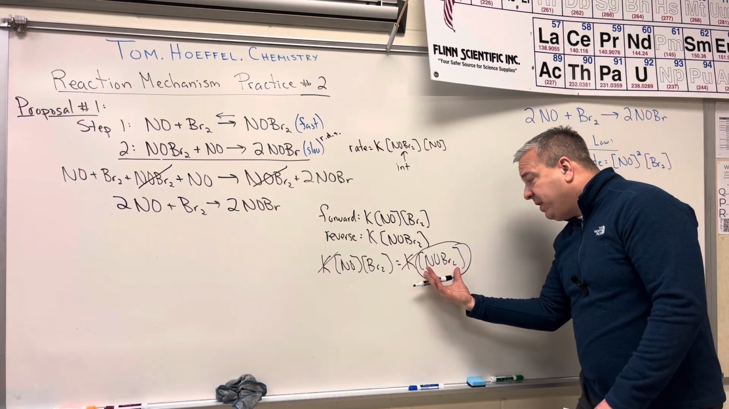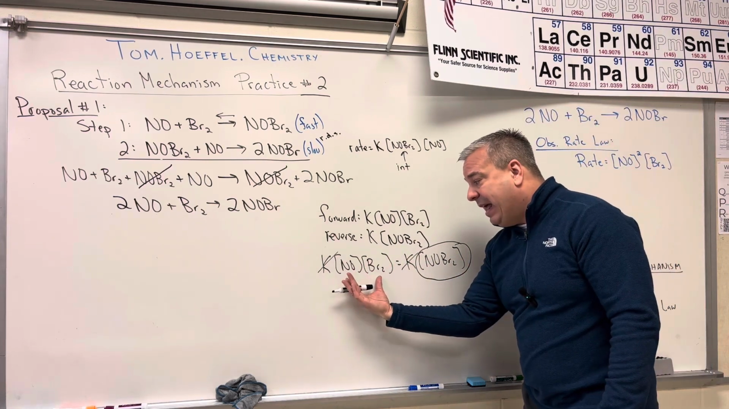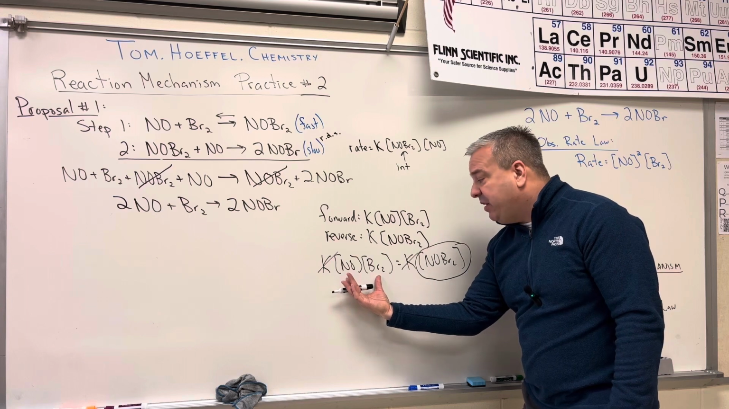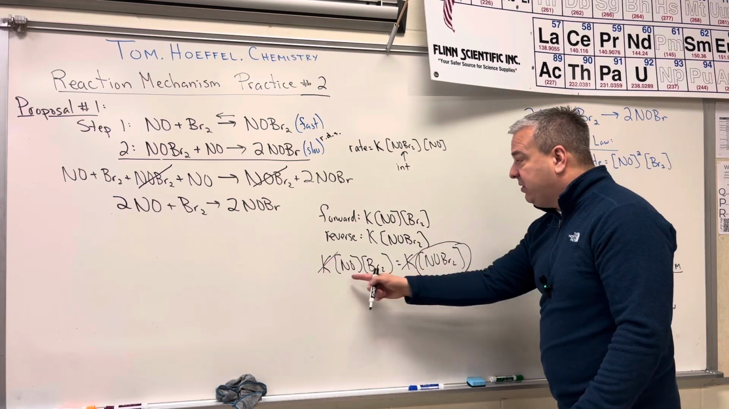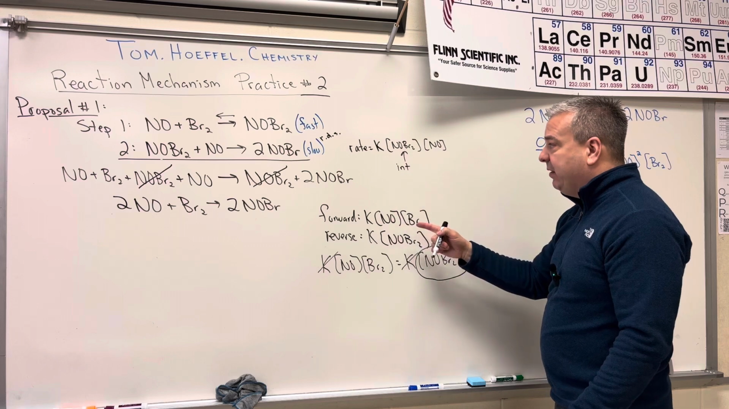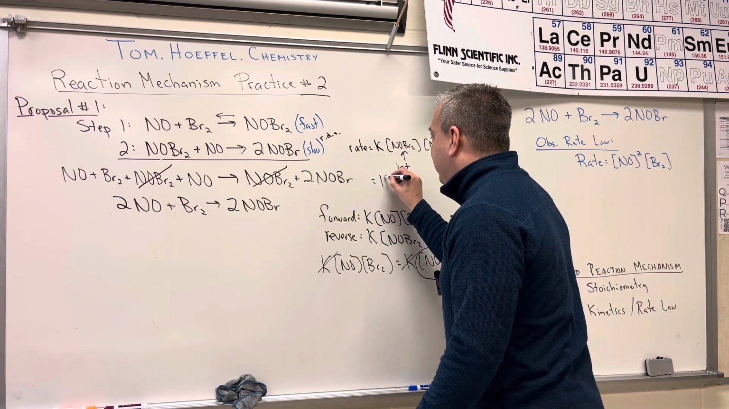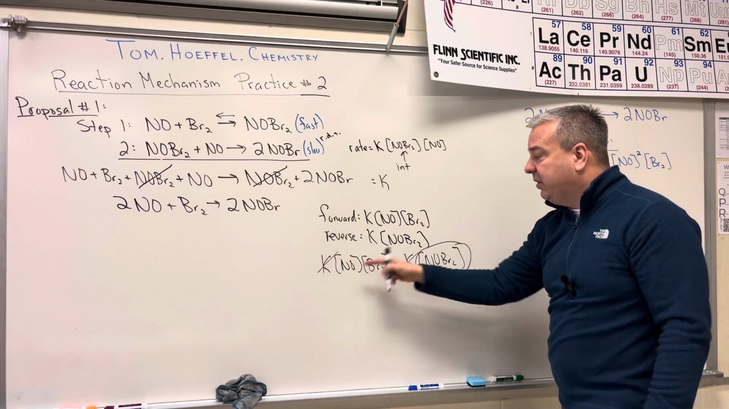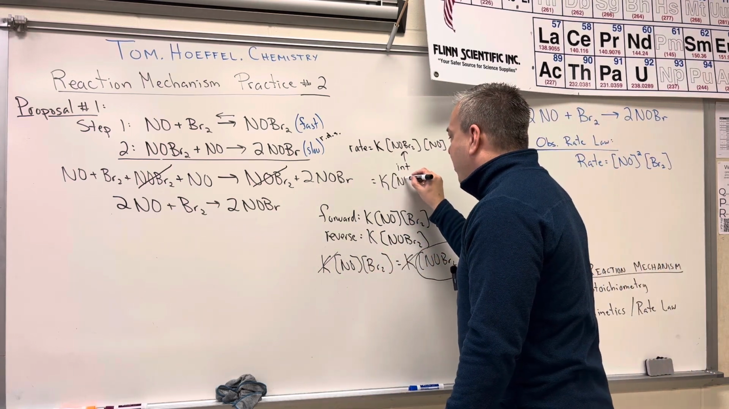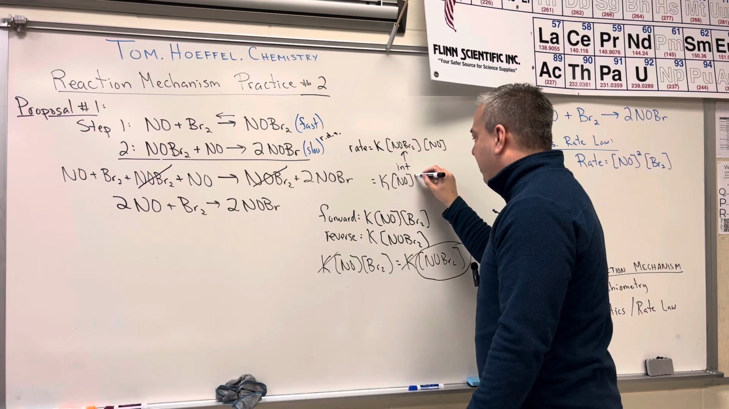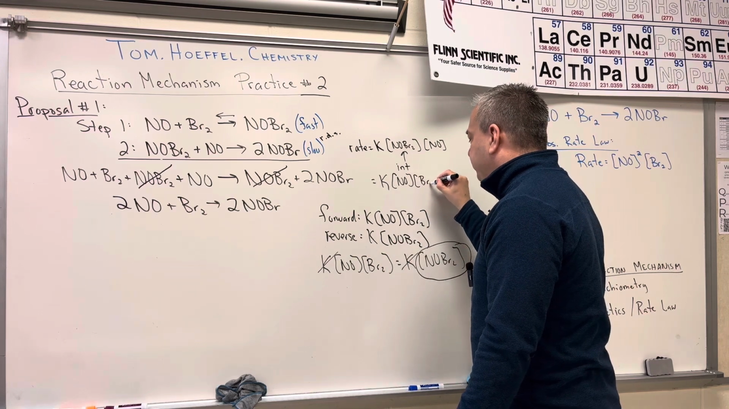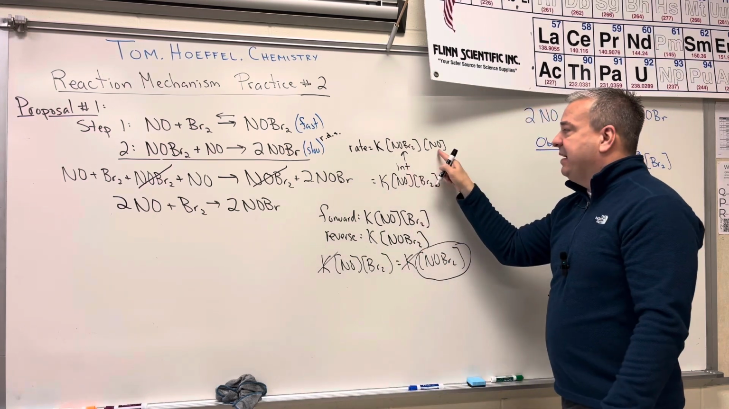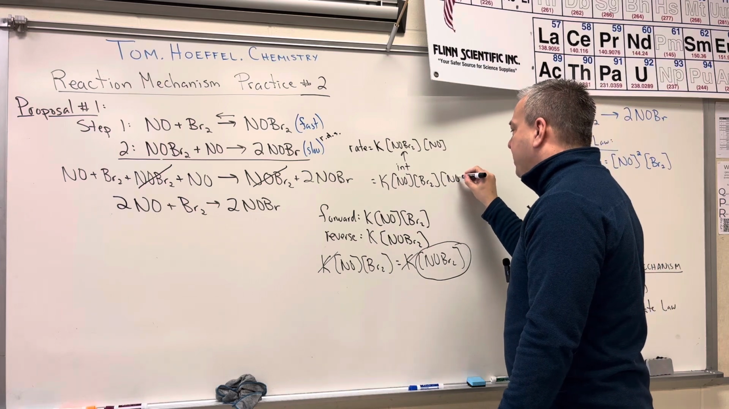Simply, NOBr2 is equal to NO times Br2. So we're just going to do some substitution in here for the rate law. So this rate law becomes K times the NOBr2, which is equal to NO times Br2, and then times the other NO.